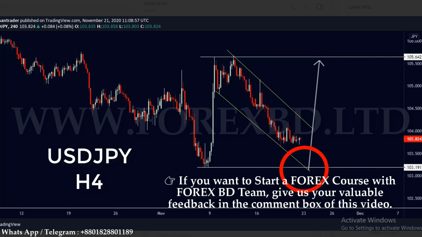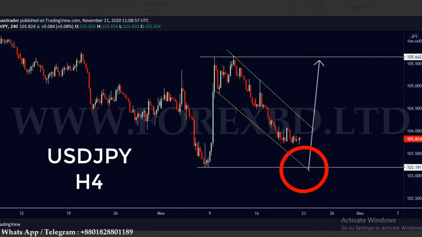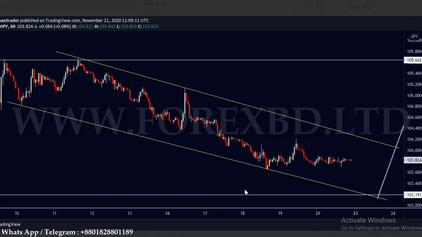Moreover, we are getting a trend line, so we are currently getting two signals. Firstly, we are getting support here, and secondly we are getting a trend line. So hopefully the market will push from this place and go up again. In the short time frame, you can see the market has touched the trend line twice, so hopefully the market will go up after touching the trend line the third time.